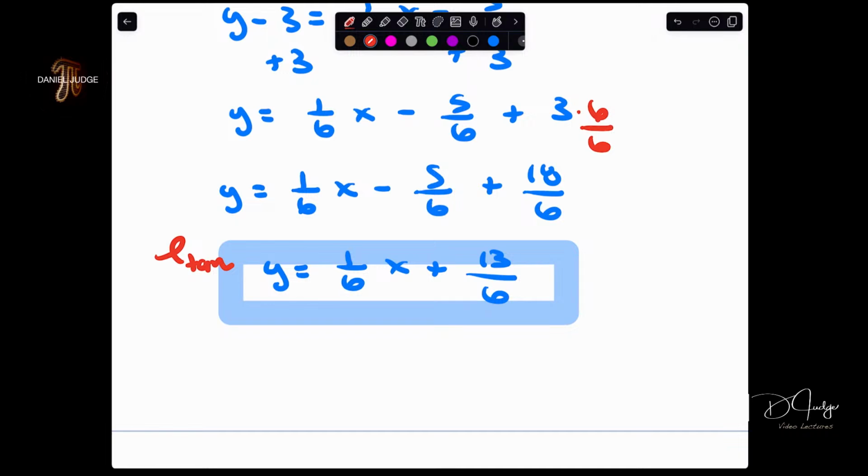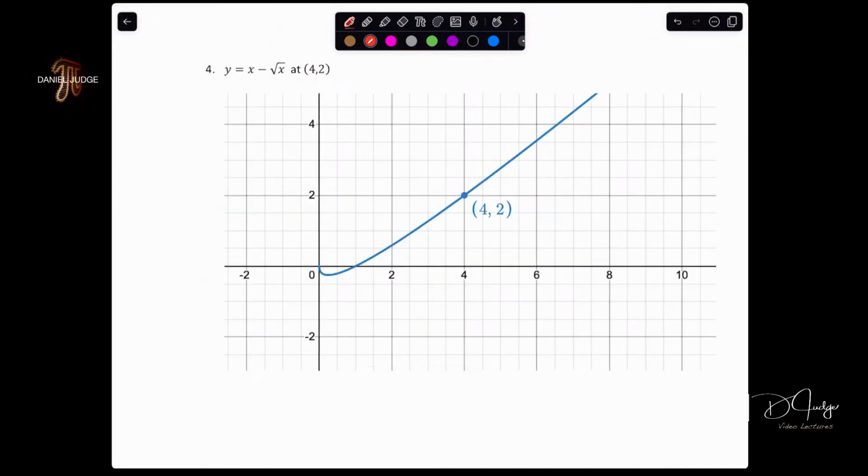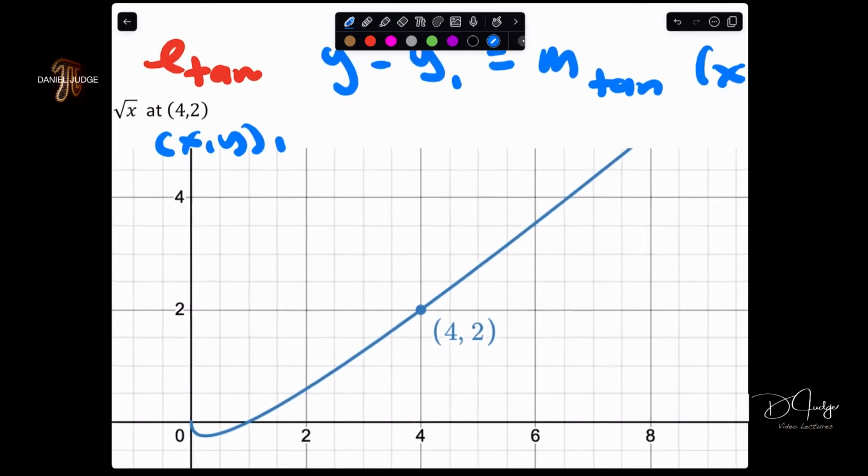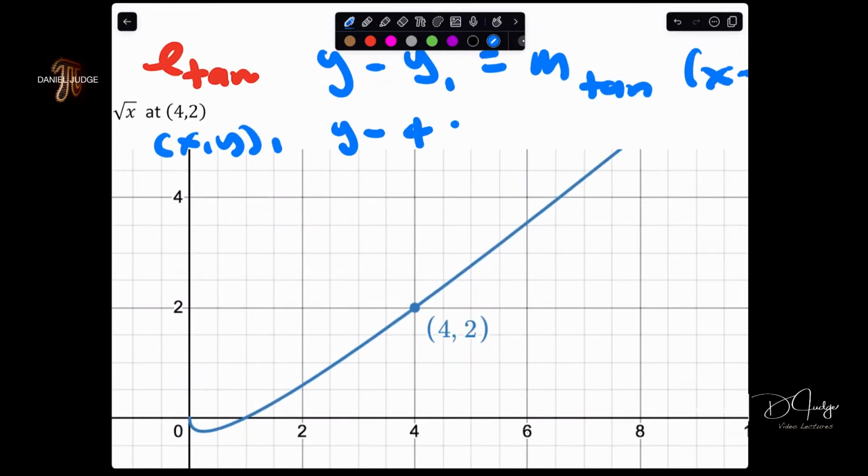Now let's do number 4, since we are doing the evens. Earlier we did the odds. And here's our function. Number 4: y equals x minus square root of x at the point 4, 2. We're going to try to find the equation of the tangent line. And that's L tangent, so it's y minus y1, which is m tangent times x minus x1.